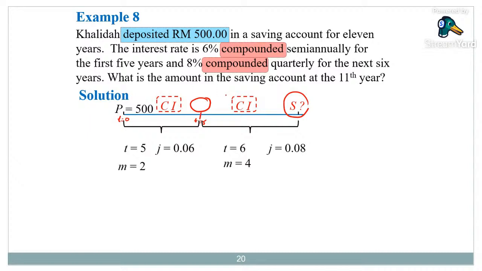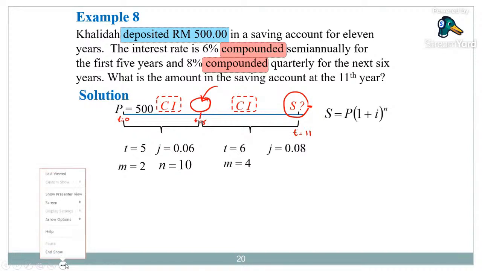Sebelas tahun. Tapi tengok dia ada dua jenis investment kat sini. Kat tengah-tengah ni macam mana? So untuk cari future value S selepas 11 tahun, this is T equal to 11, awak kena cari dulu future value yang di tahun kelima. Sebab apa? Future value di tahun kelima ni akan jadi principal untuk investment yang kedua ni. Okay? So principal untuk investment yang kedua.